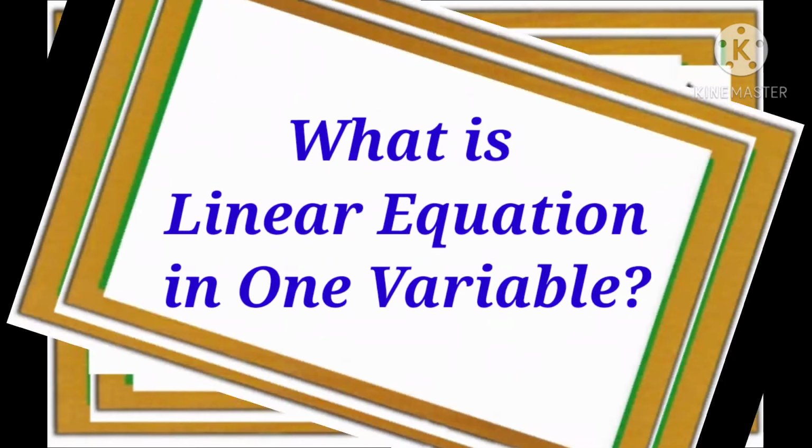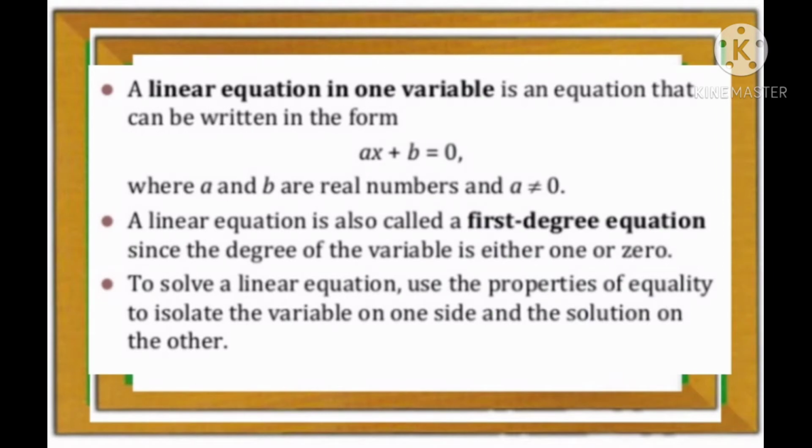What is a linear equation in one variable? A linear equation in one variable is an equation that can be written in the form ax plus b equals 0, where a and b are real numbers and a is not equal to 0. A linear equation is also called a first-degree equation since the degree of the variable is either 1 or 0. To solve a linear equation, use the properties of equality to isolate the variable on one side and the solution on the other side.